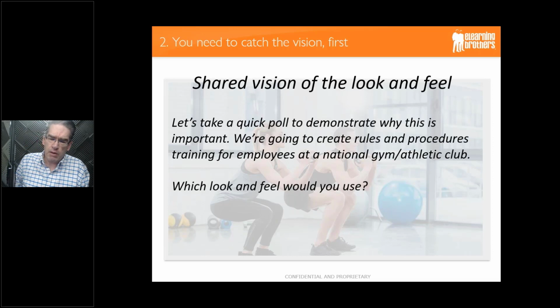Now, I'm going to show you a couple of examples of look and feel that we might supply to our clients, and I want you to make a decision as to which one you would use if you were the client. I hope that makes sense. So basically, I'm going to show you 4 different styles of look and feel, and I want you to chime in when I tell you to as to which one you would prefer. Would it be number 1, number 2, number 3, or number 4?